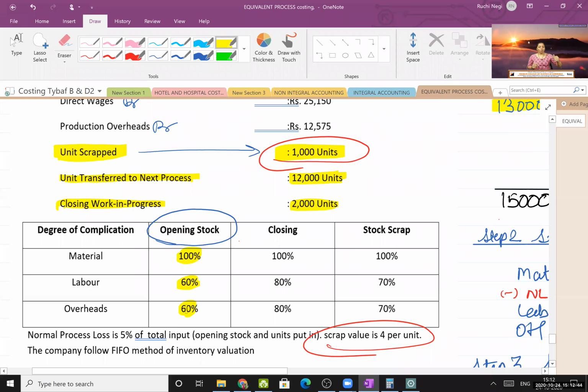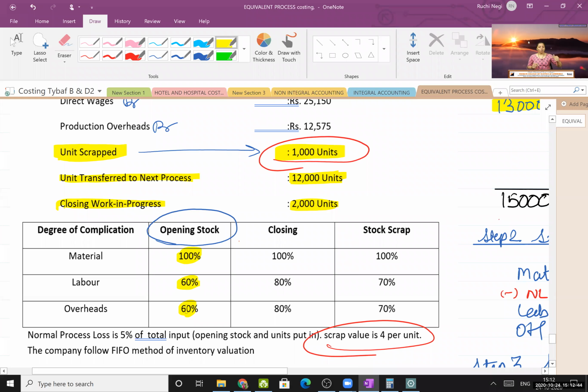Opening WIP. So this opening WIP was obviously closing WIP in the first process. And now it has become opening WIP in the second process. Okay? So how much is it? 2000 units and the cost is 8000 rupees.